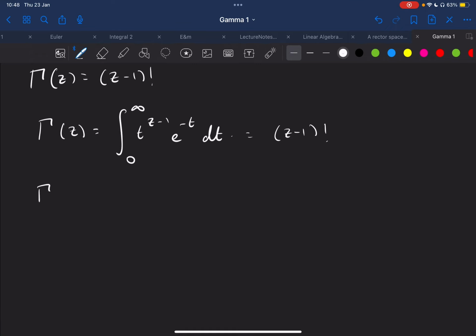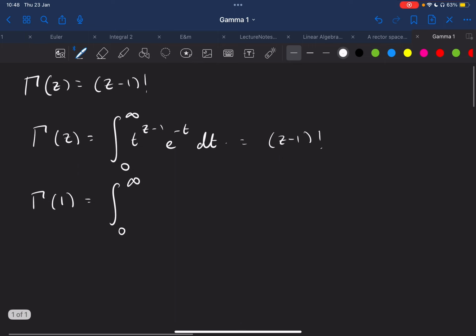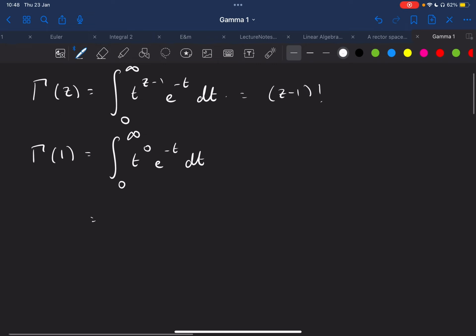So gamma of 0, or we should do gamma of 1. That makes more sense. So gamma of 1 is going to give us 0 factorial, which happens to be the same as 1 factorial, but hey. So we plug it into the formula, the integral between infinity and 0, t to the 1 minus 1 is 0, e to the minus t dt. So that's just the integral between infinity and 0, e to the minus t dt.